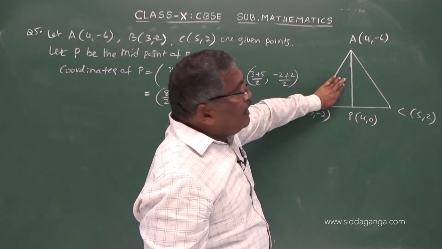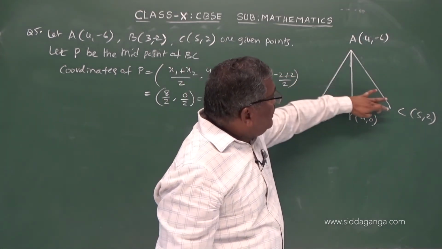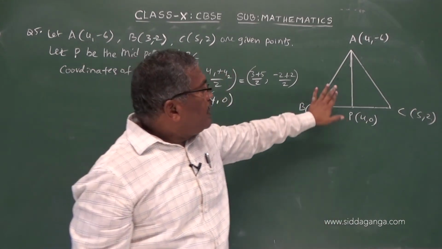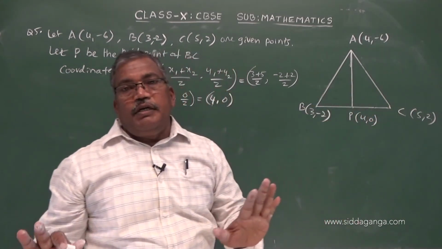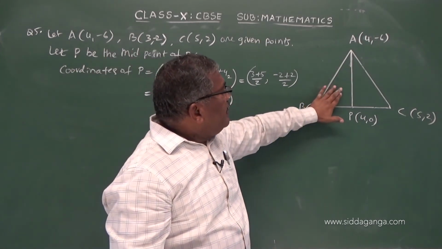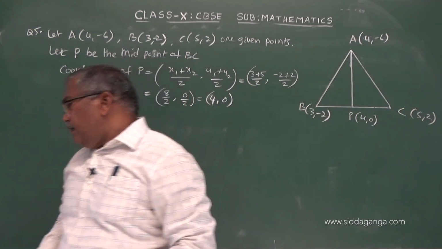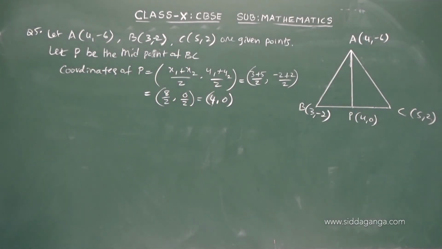Now the problem is, we have to prove that the area of triangle APB is the same as the area of triangle APC. So you find the area of this triangle, find the area of this triangle, and show that they are equal. That is all the problem.